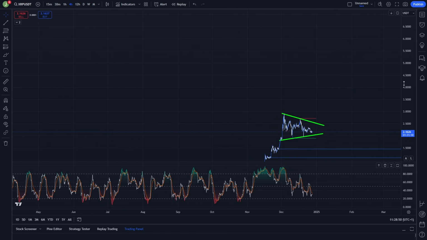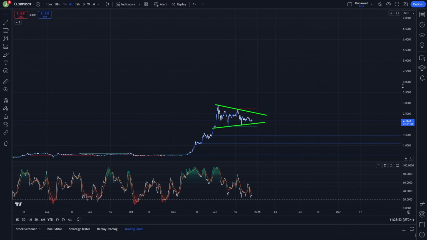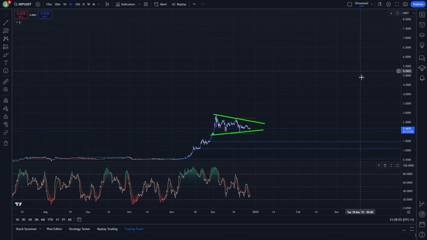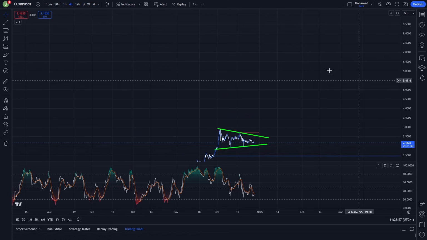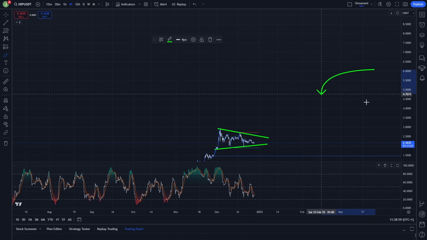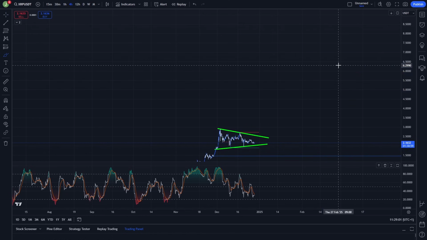And in the long time perspective for this bull market, I still think that it's possible that XRP is gonna hit around $5 to $6 mark, something like that. And definitely let me know in the comments what are the exact prices that you think XRP is gonna hit, so we can talk about it.